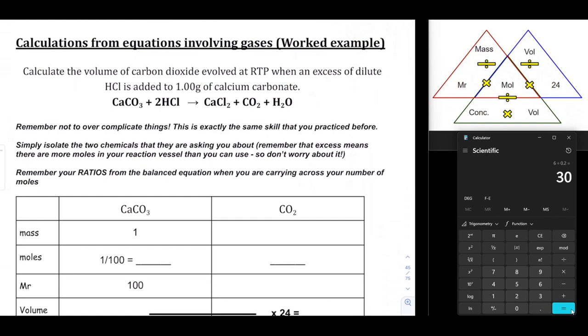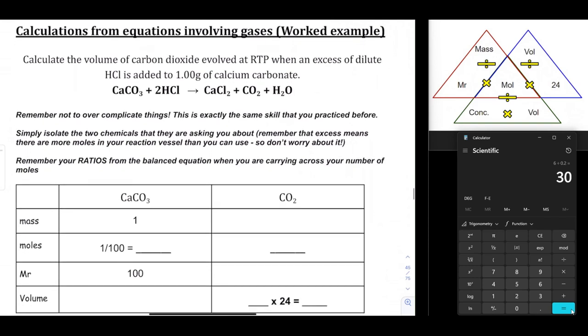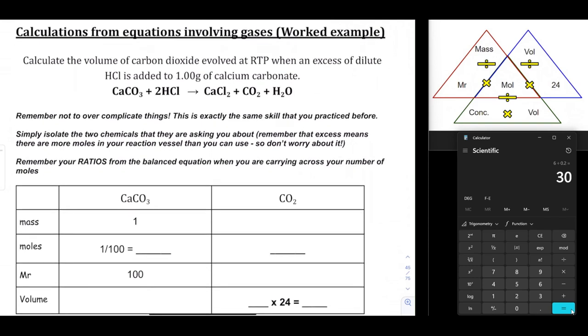Calculations from equations involving gases. So, calculate the volume of carbon dioxide evolved at room temperature and pressure when an excess of dilute hydrochloric acid is added to 1 gram of calcium carbonate. So, because it says excess, we don't need to include the HCl at all. It's a moot point. We've got way more of it than we can actually need. So let's not highlight it. Okay? Let's look at what it's asking us about.